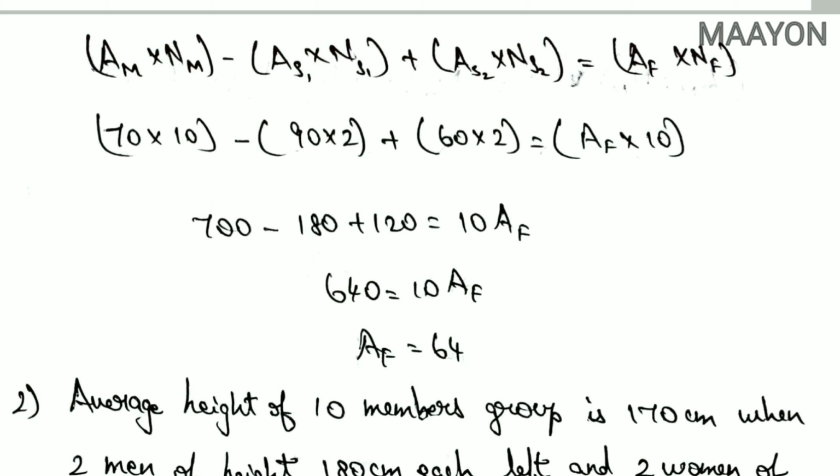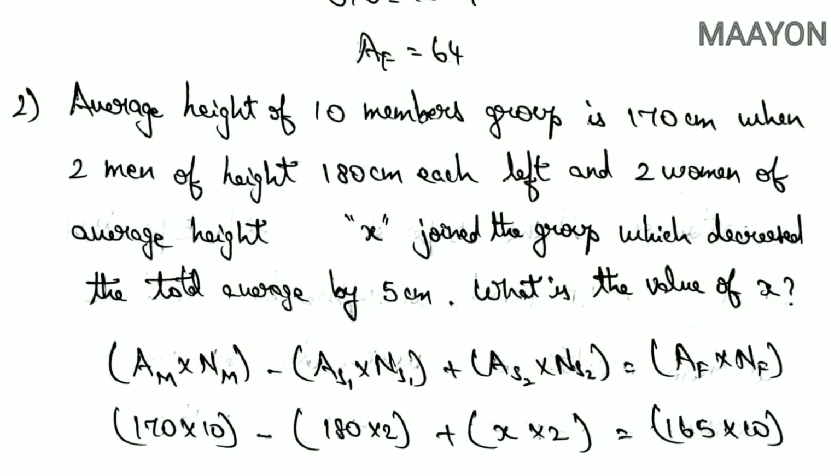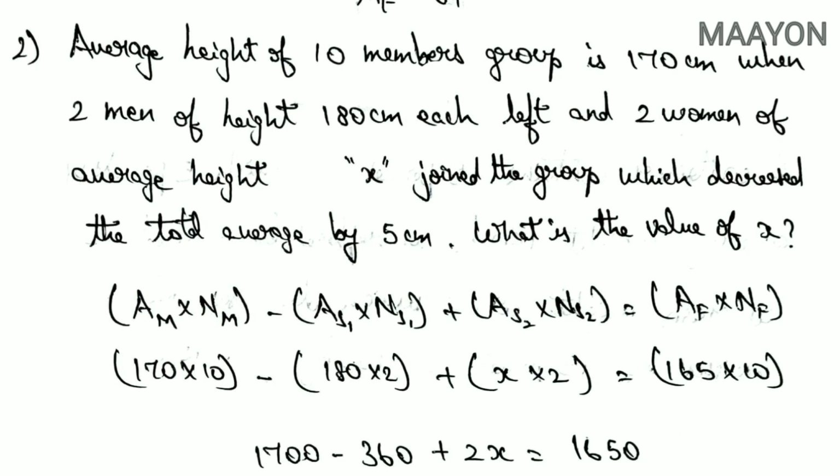Average height of a 10 member group is 170 cm. When 2 men of height 180 cm each leave and 2 women of height X join the group, the total average decreases by 5 cm. What is the value of X?